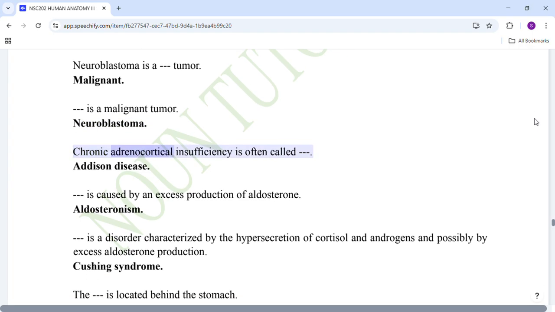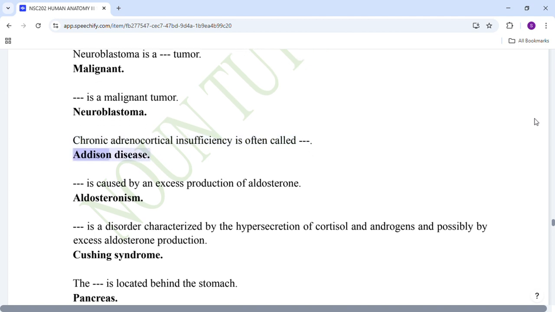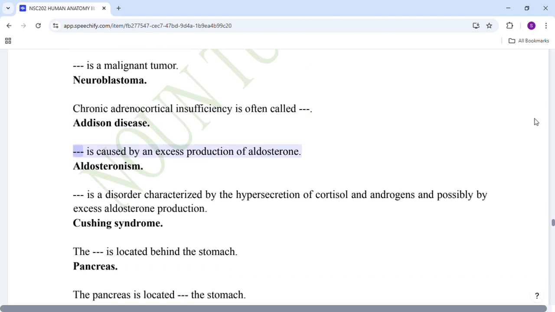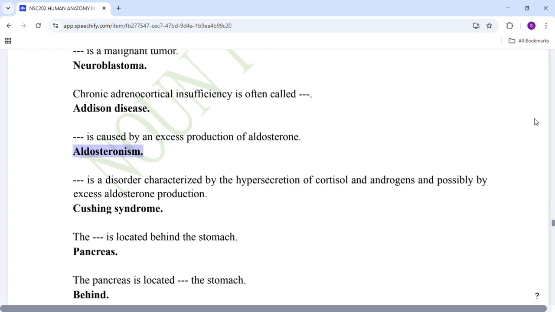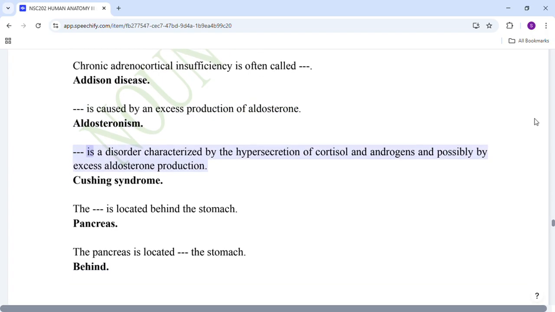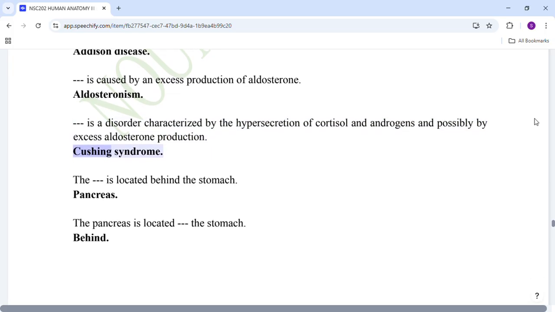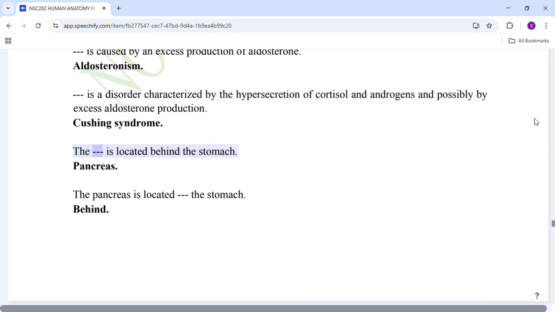Chronic adrenocortical insufficiency is often called Addison disease. Aldosteronism is caused by an excess production of aldosterone. Cushing's syndrome is a disorder characterized by the hypersecretion of cortisol and androgens and possibly by excess aldosterone production.